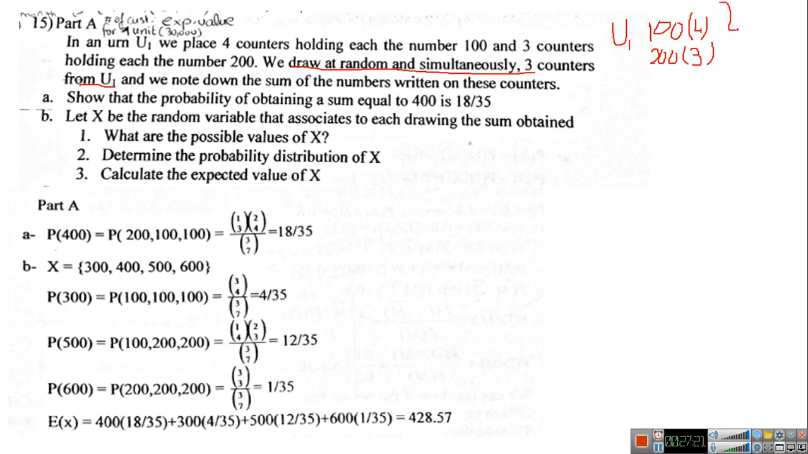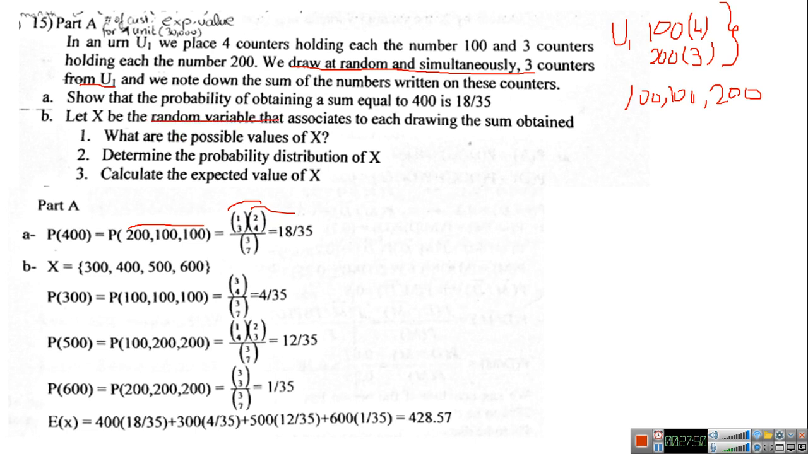To get 400 and you want to draw 3, you must have 100, 100 with 200. So what's the probability of getting 400? You want to draw 2 out of 4 of the 100s and 1 out of 3 of the 200s. You can see it here. So you're going to get 18 over 35.